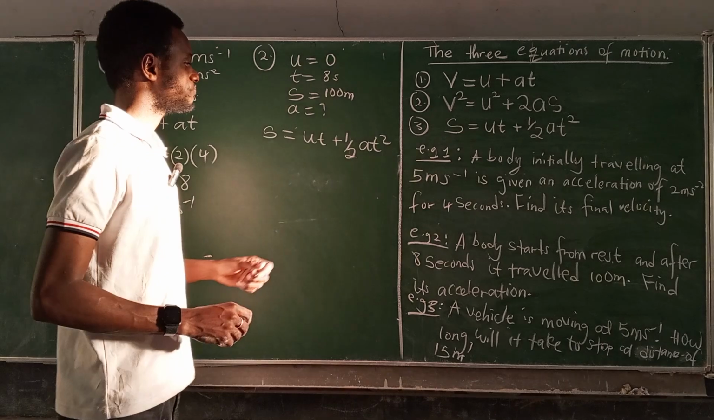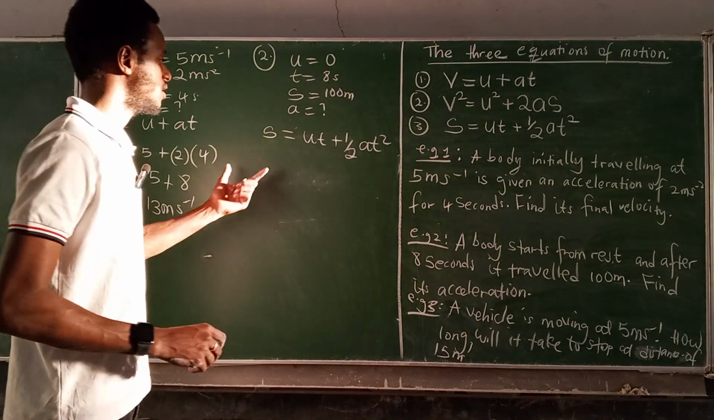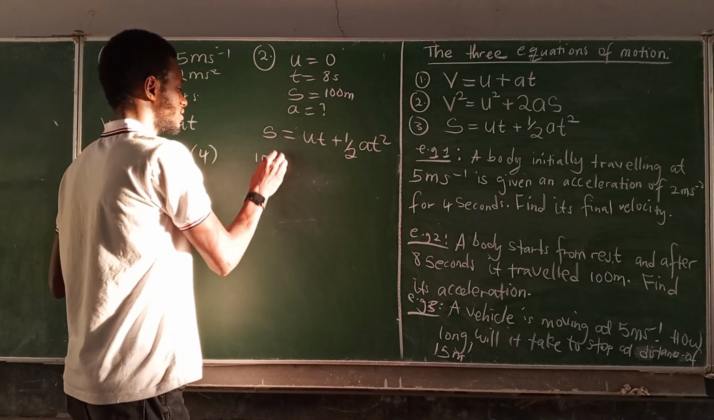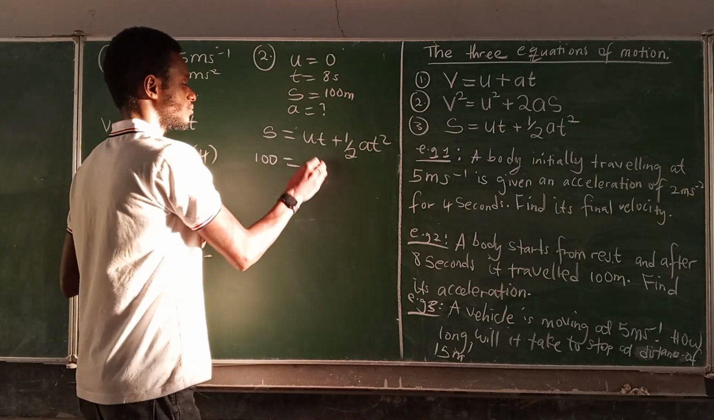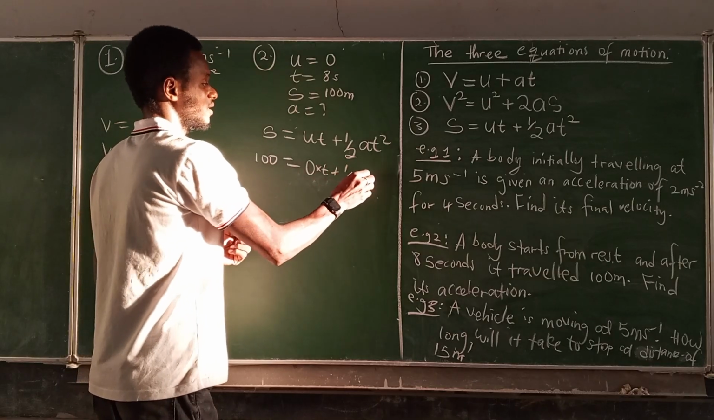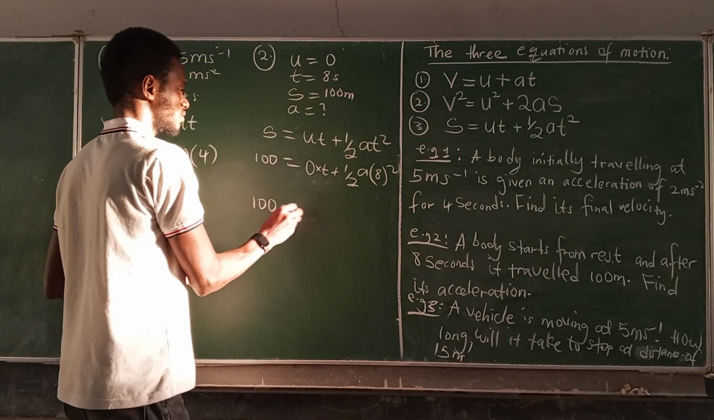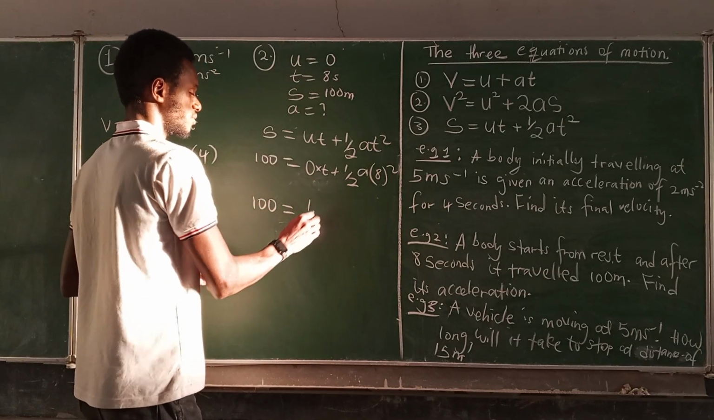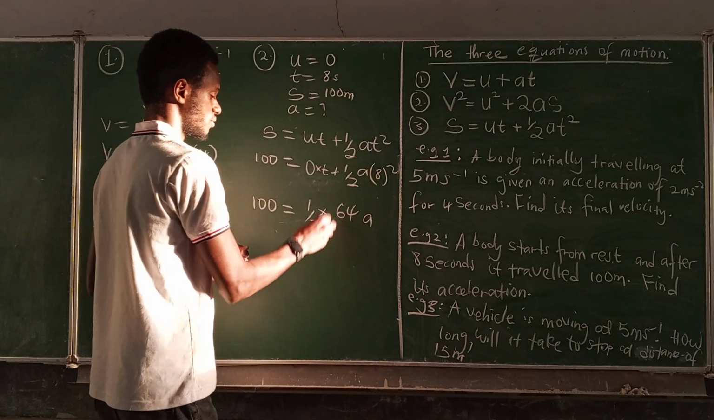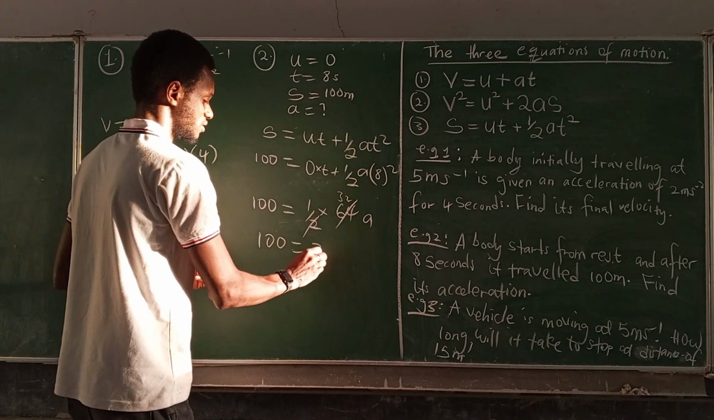Since we're interested in finding a, we can make a the subject, but to make life easier, we can just substitute directly. We substitute s as 100. You substitute u as 0, multiplied by time is just going to be 0, plus half a t. And what is our t? t is 8, so 8 squared. So we're going to have 100 is equal to what? This is going to be 0. It's going to be half multiplied by 64a. Half of 64 will give us 32. So it's going to be now 100 = 32a.